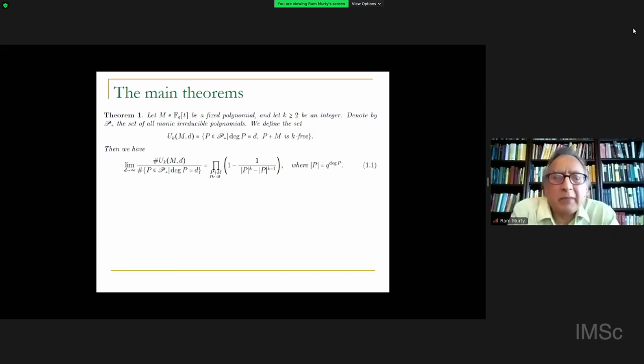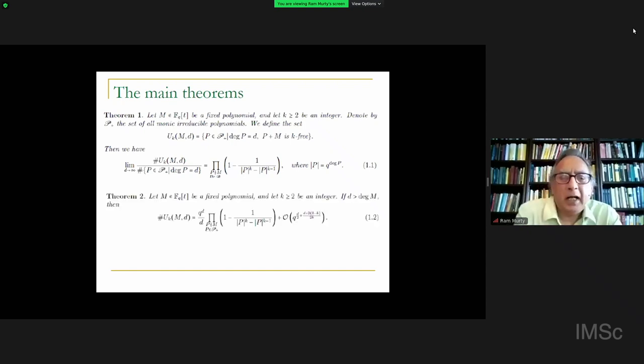So now we have the following theorem. If capital M is a fixed polynomial and k is at least 2, denote by P plus the set of all monic irreducible polynomials with degree d such that P plus M is a k-free polynomial. Then the number of such polynomials has a certain density, and this density is given by this product. And then we can also derive not only an asymptotic formula, but an asymptotic formula with error term. And keep in mind, by the way, that the number of irreducible polynomials of degree d is q to the d over d. So this quantity, q to the d over d, is essentially the denominator. So you put that in, and then you get an error term here.